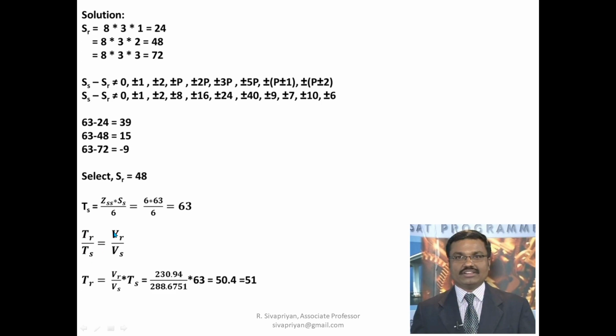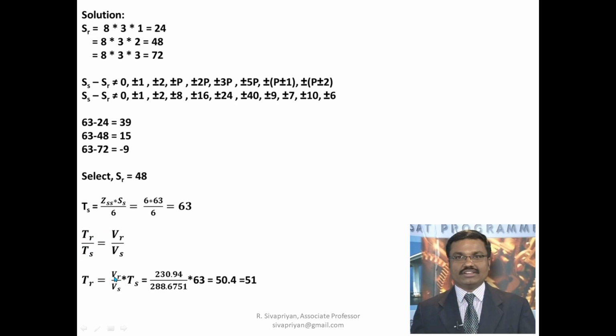N2 by N1 equal to V2 by V1 we will take. A similar concept we can apply over here. There N2 is the primary turns. Here we will consider rotor turns TR. N1 becomes the stator turns, V1 becomes the stator voltage, and V2 becomes the rotor voltage. So N2 by N1 becomes TR by TS, and V2 by V1 becomes VR by VS. From that we can find the total number of turns per phase on the rotor side.